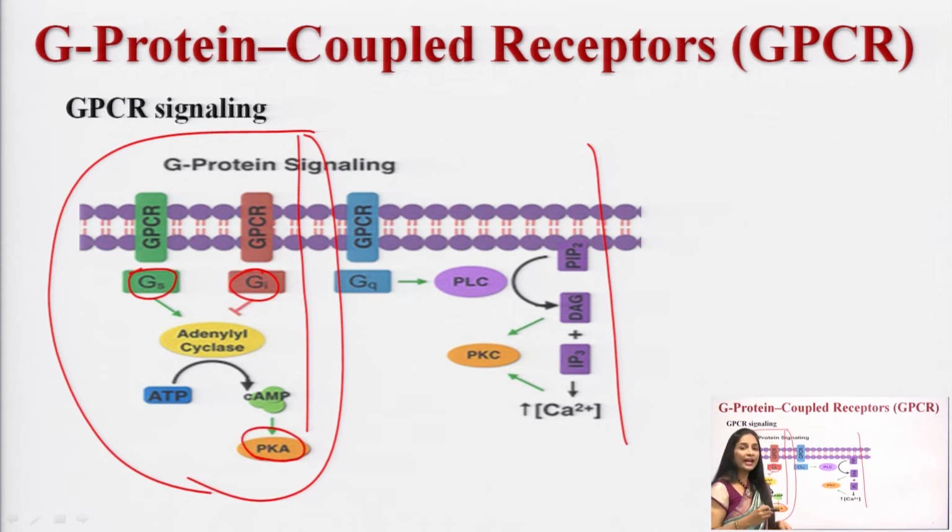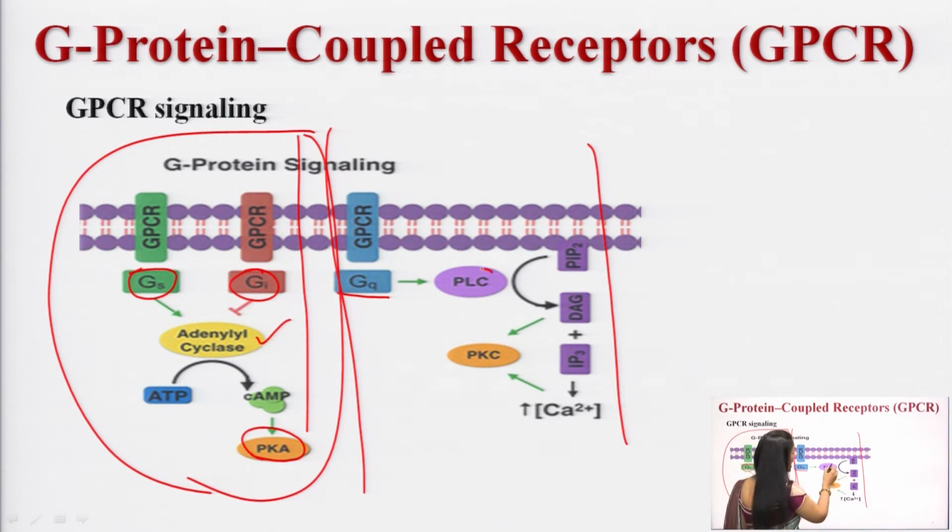How does the adenyl cyclase activity increase? What is the function of adenyl cyclase? Adenyl cyclase converts ATP to cyclic AMP, and this cyclic AMP in turn activates protein kinase A. And what about the phospholipase pathway? The phospholipase pathway is a Gq pathway. Here it will activate phospholipase, which in turn activates protein kinase, which I will explain in detail in the forthcoming slides.